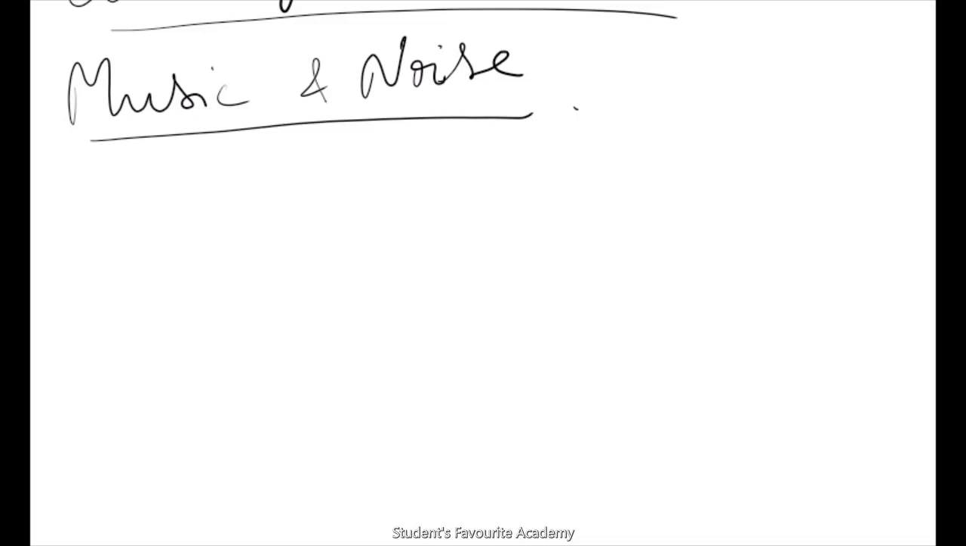Okay. So, the examples of music, as I told you, are the sound produced by all musical instruments. An example of noise is the sound produced by aeroplane, road roller, industrial machines, etc.